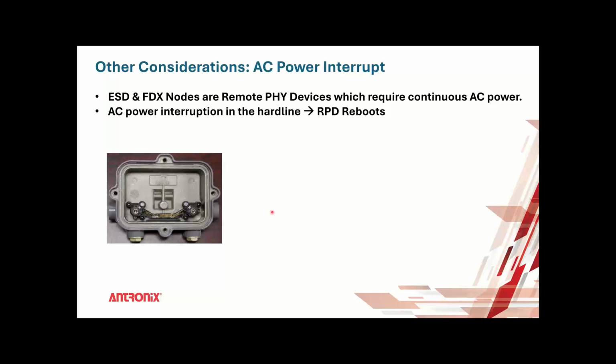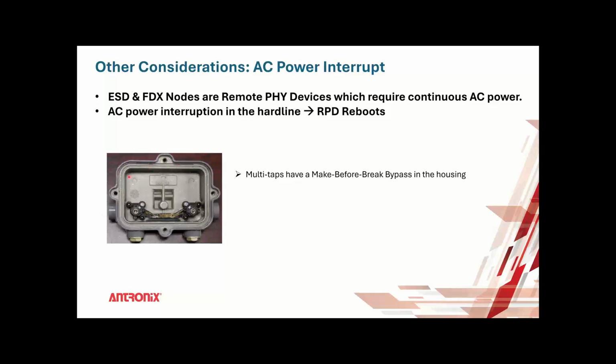So let's say a technician goes to a tap or a line passive and they pull the faceplate off, and if there's any interruption in AC, that whole node may be down for 10 to 15 minutes while that RPD reboots. So you want to make sure that there is continuity of AC, and what we have is taps.